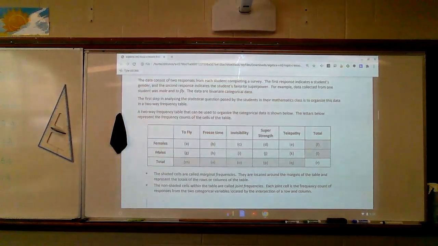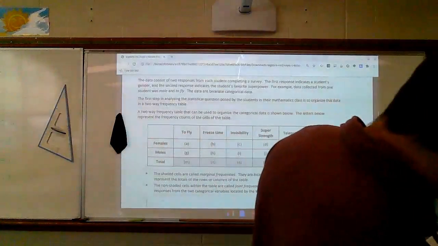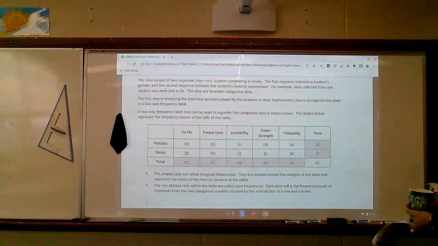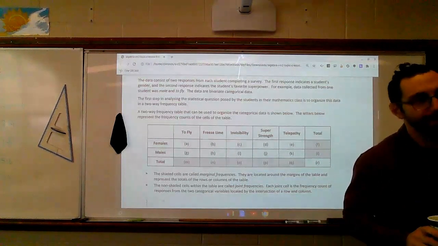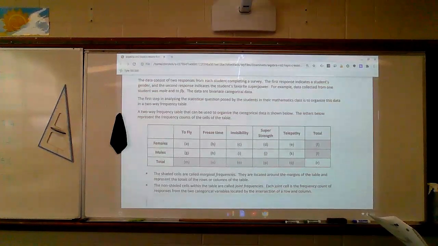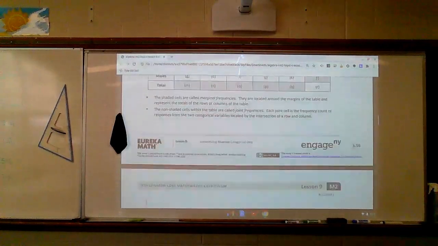How do I know that will help you yet? I don't. It's one of the things that's in the lesson summary. Do I expect that on your test? No, I don't. But Engage thinks it's important, therefore so do I. If it's in the margins, on the edge, it's called a marginal frequency. If it's in the actual data, it is a joint frequency. Okay, moving on.